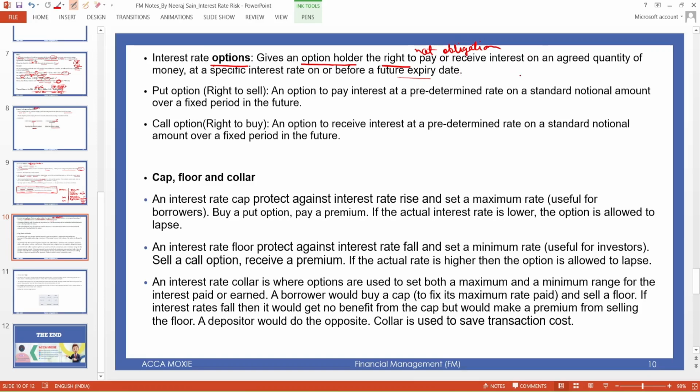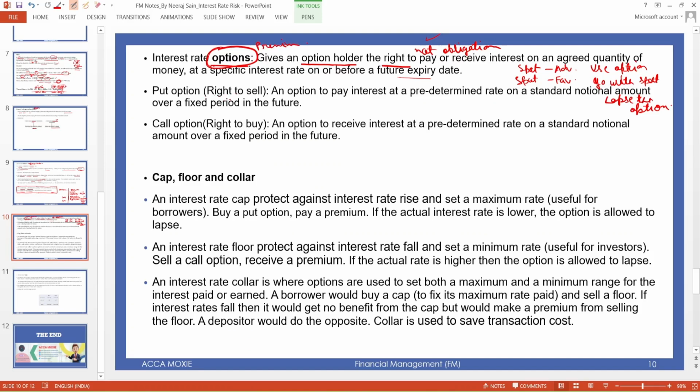But in case the spot is adverse, we use the option. If the spot is favorable, we go with the spot and lapse the option. So you don't have to execute the option; you have the right, not the obligation. For this option, the person who is selling it will charge a premium, so you have to pay the premium if you are an option buyer.